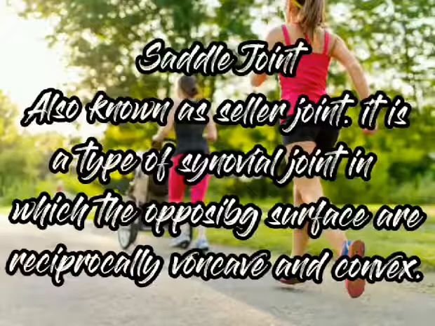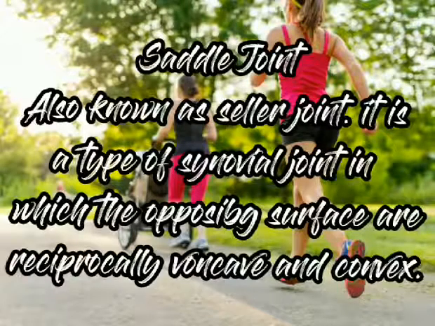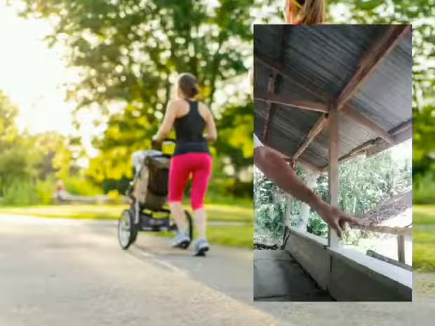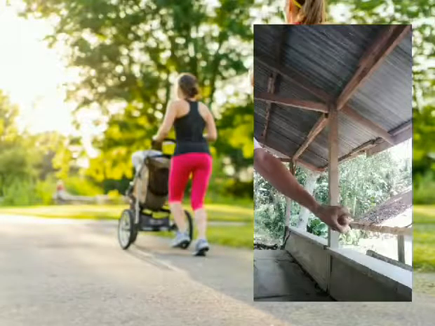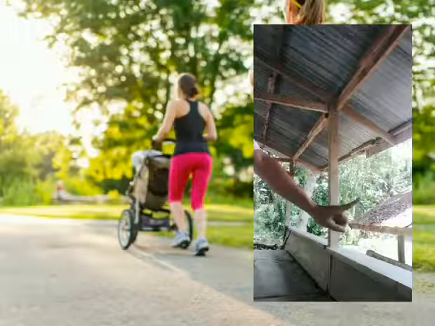Saddle joint, also known as sellar joint. It is a type of synovial joint in which the opposing surfaces are reciprocally concave and convex. As you can see in the picture, concave is a surface that curves inward, while convex is a surface that curves outward, or a sphere. Here is an example of a saddle joint. It permits flexion, extension, abduction, adduction, and circumduction movements.